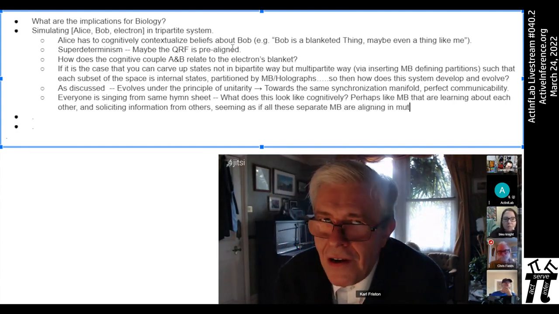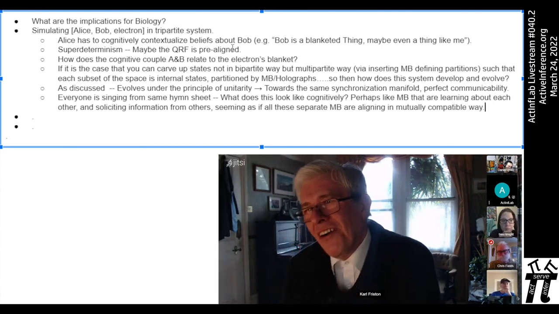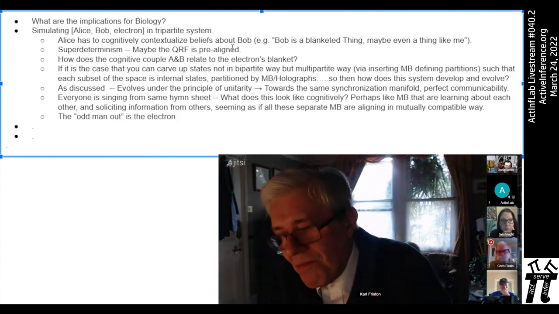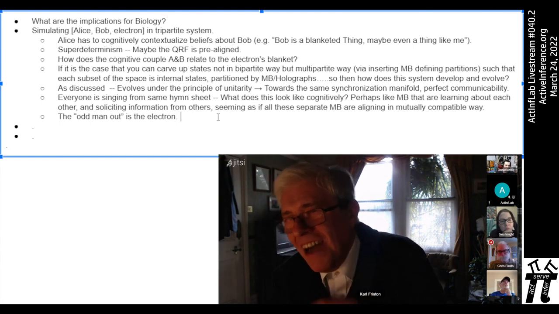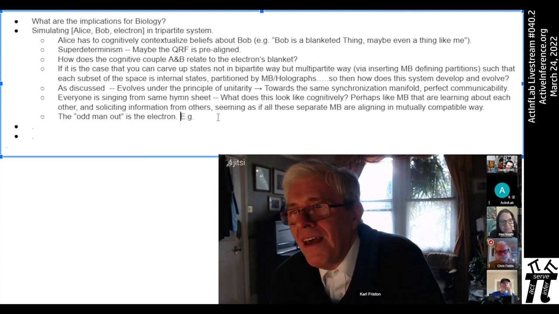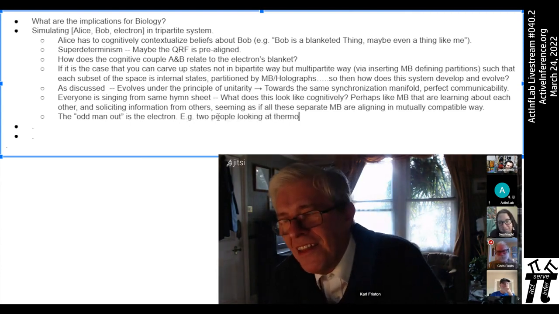And if there's, if you like, an odd man out, namely the pair of electrons, then there will be an asymmetry and there will be greater degrees of entanglement at multiple levels. For example, if they're both observing a thermostat, then the thermostat's not going to be very good at learning how to align its QRFs with Bob and Alice, but they're all going to make the best job of it. Ultimately, of course, with good cultural eco-niche construction, they'll build better thermostats and become little robots, and then they can all live happily and communicate.